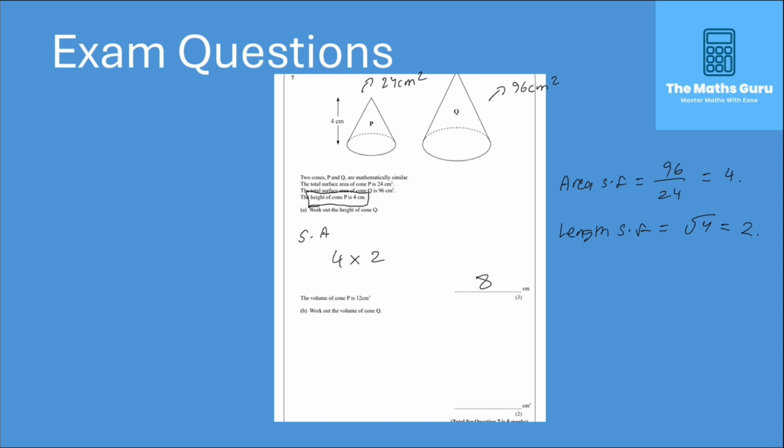The volume of cone P is 12 centimeters cubed. Work out the volume of cone Q. So our volume scale factor, guys, is going to be 2 cubed, which is going to be 8. So we have a volume of cone P, which is 12, times 8 to work out our larger one, and we get our volume of cone Q to be 96 centimeters cubed.